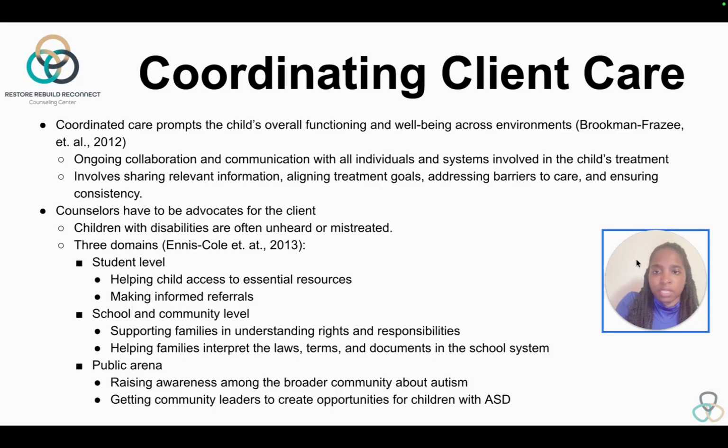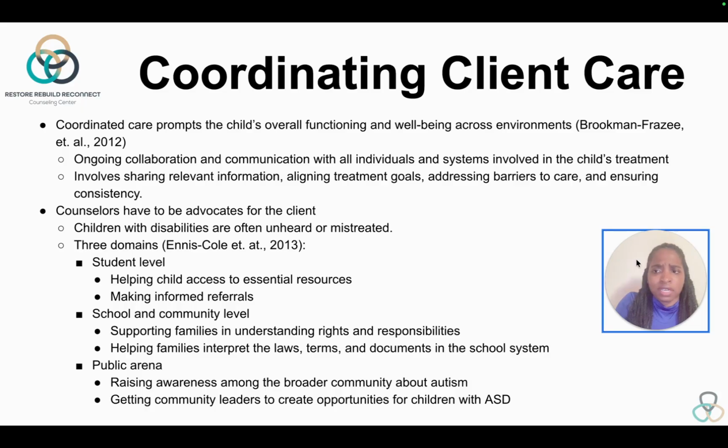And another really important aspect of coordinating care is to be an advocate. Counselors really need to advocate for their clients, especially with children with autism, because children with disabilities often tend to go unheard.